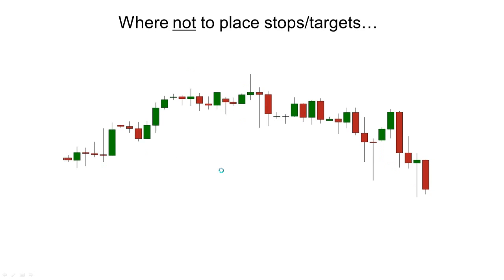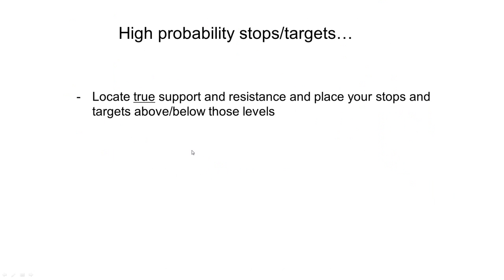Now let's talk about where you do want to put stops. Some high probability stop and target methods. What you're going to want to do is locate true support and resistance. I'm going to show you what that means. And place your stops and targets above and below those areas.